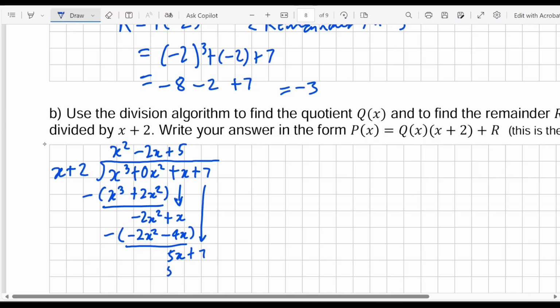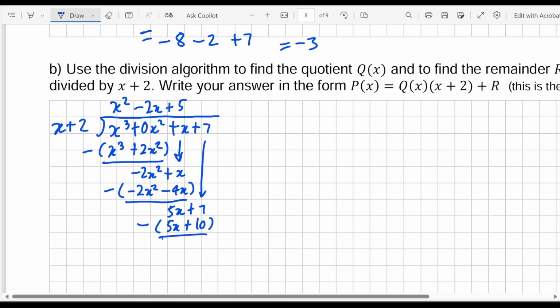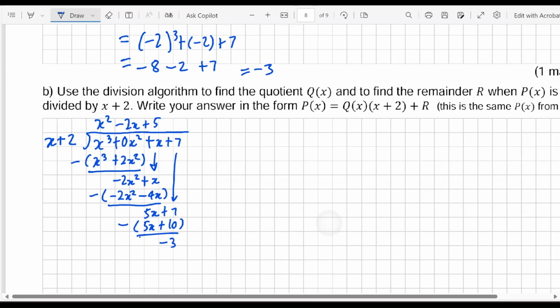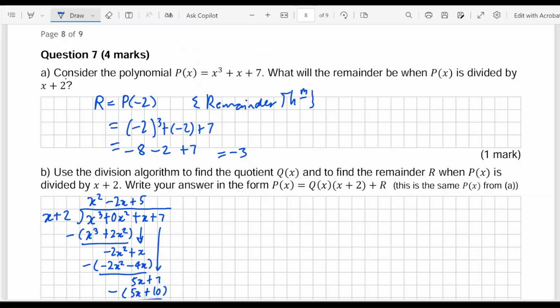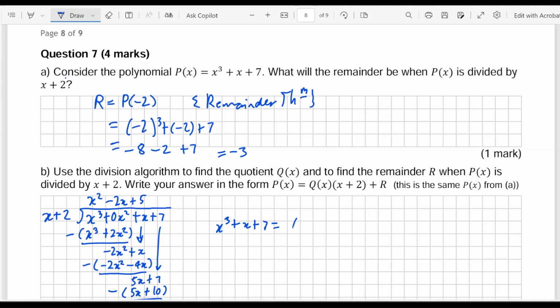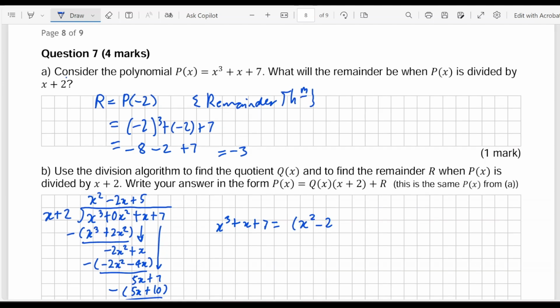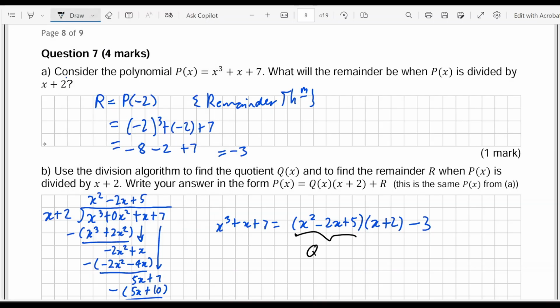Then we've got 5x plus 10 when we times that 5 into both bits. And so then if we subtract these, we should see that our remainder is minus 3, which is what we would expect. So p of x, or I might actually write it out in very full what p of x is as well. X cubed plus x plus 7 is the quotient. So the quotient is x squared take 2x plus 5, dividing by x plus 2, and the remainder is 3. And just to be really clear, that's q of x, that's p of x, and that's r.